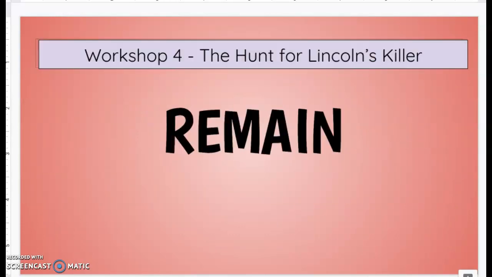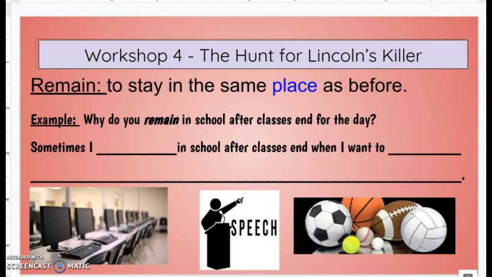Now, before we continue reading our story, we do want to go through and look at the 2 new vocabulary words. So if you look at the first slide, you'll be filling in the definitions and completing the sentence starters for each of these words as we go through them. All right, so our first word is remain.